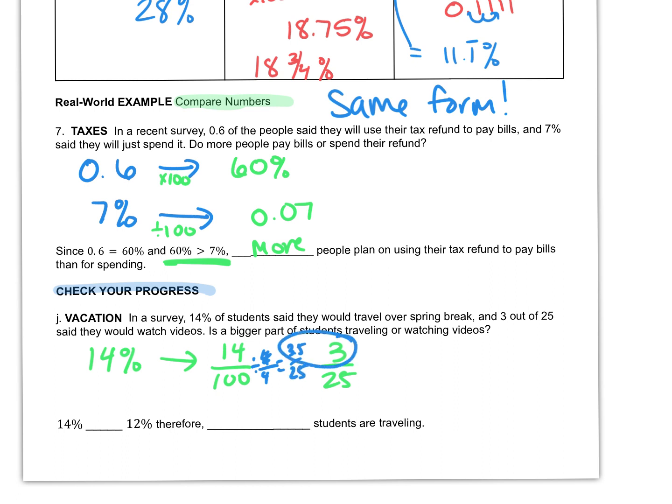Another option is to change your 3/25 to a percent, making it out of 100. It's probably easier to do. So then I get that's 12 per 100 or 12%. And that's what we did here. Percents, we can tell that 14 is greater than 12%. Therefore, more students are traveling.